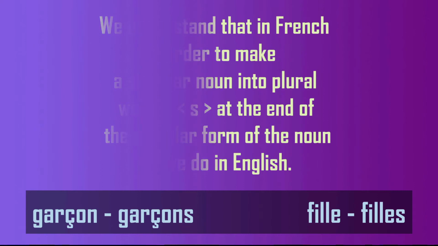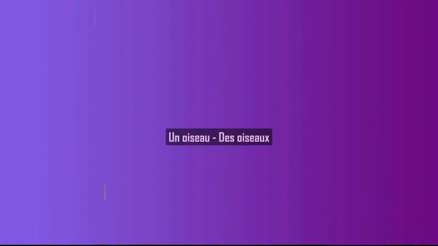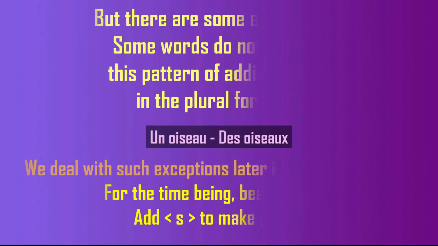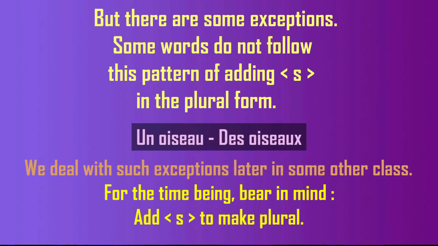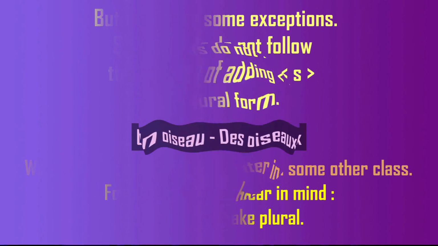In many cases, most of the cases. There may be some exceptions. For example, un oiseau. Oiseau, bird. Normally, eau ending nouns take x in the plural form instead of s. Un oiseau, des oiseaux. Again, the x is silent. Un oiseau, des oiseaux.